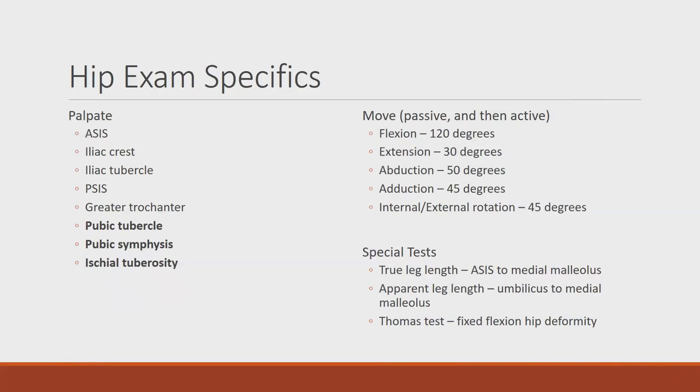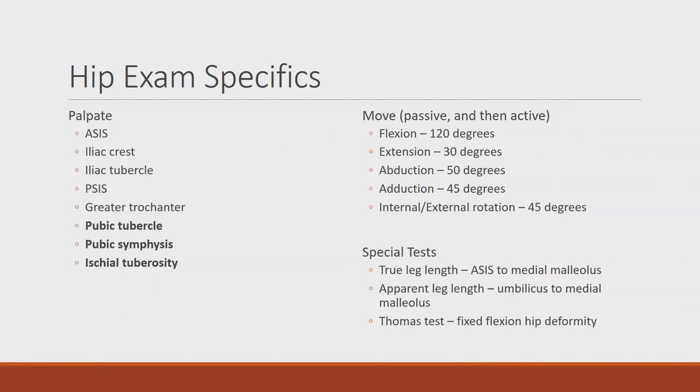And then you've got the three special tests, I guess, which is your true and your false leg length. And then your Thomas test, which is your fixed flexion hip deformity. Do you guys all know how to do these? Yeah? Thomas test, you get them to lie down, and then you get them to flex their hip up, and then you see if their straight leg is rising off the table a little bit.